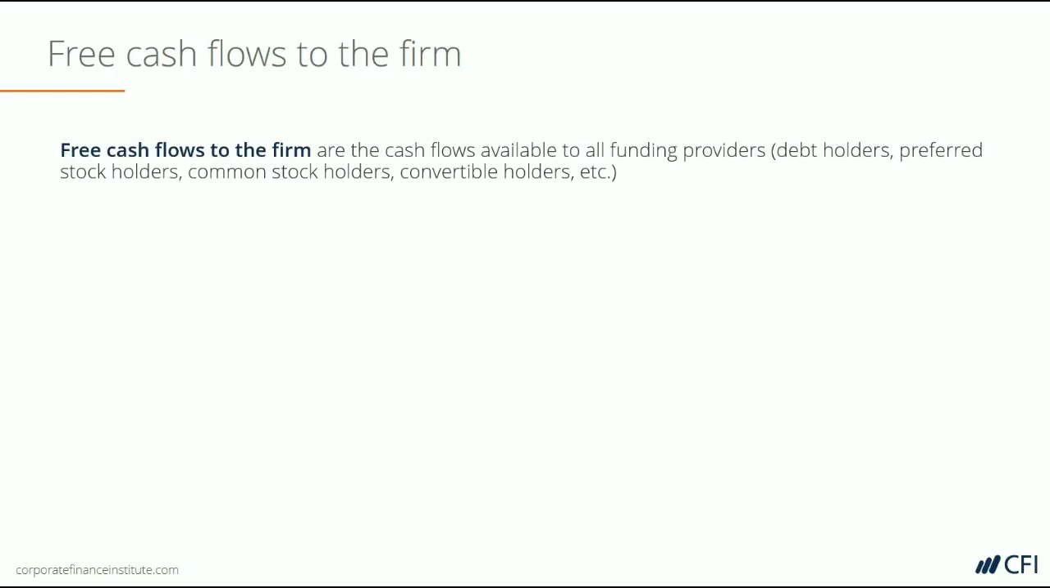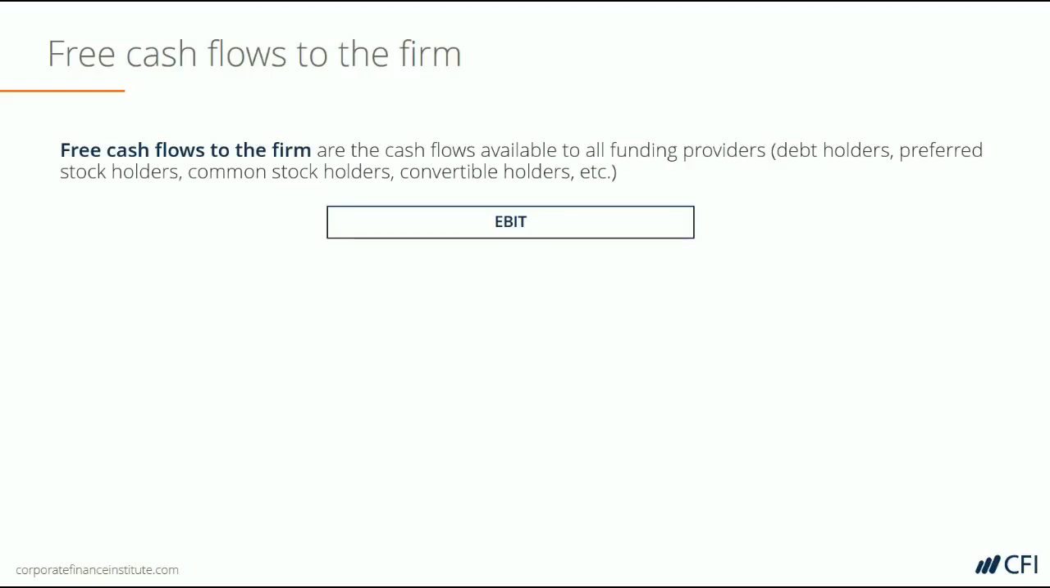Free cash flows to the firm. Let's review the formula for calculating free cash flow to the firm. This can also be referred to as unlevered free cash flow, and it's the cash flow that's available to all investors in the business, both debt and equity. The most common starting point is EBIT, earnings before interest and taxes.